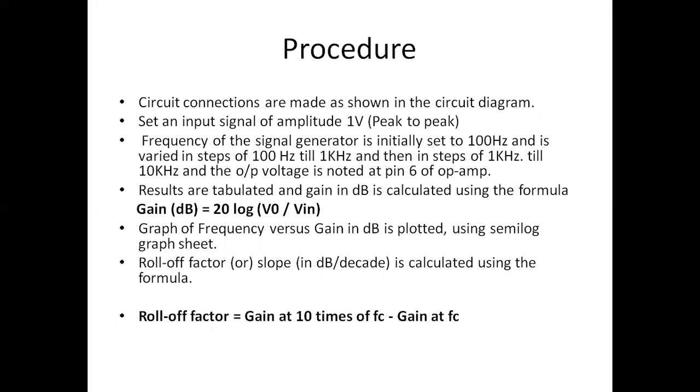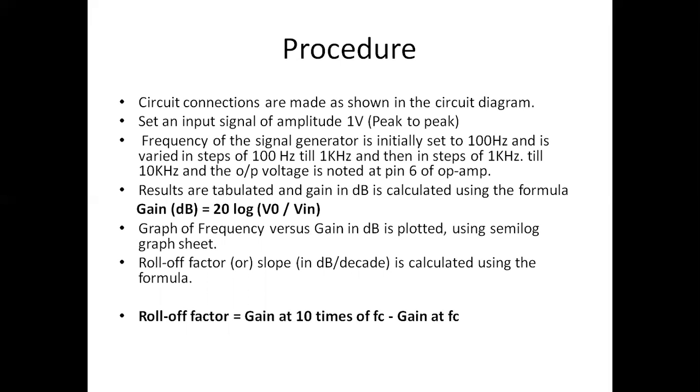After that, the procedure is very simple. As shown in the circuit diagram, you have to do the designing, and place the resistor and capacitor for the frequency selective circuit as well as for your gain part. Then you start your experiment from 100 Hertz. Initially give an input of 1 volt peak to peak sine wave. Set your signal generator to 100 Hertz and start taking your readings.